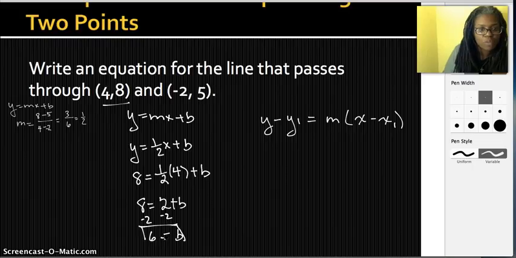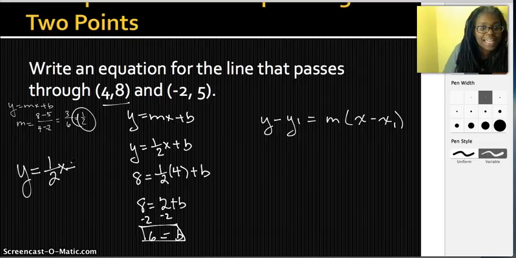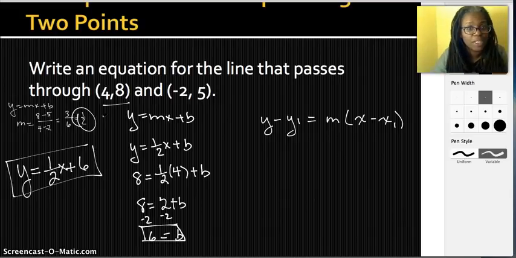So I've got the 2 bits of information that I need. I need the slope up here, and I need the y-intercept, and that tells me that my equation is y equals 1/2 x plus 6. I hope that wasn't too bad. Let's talk about what we did again really quickly.